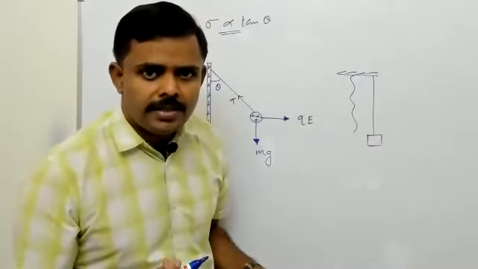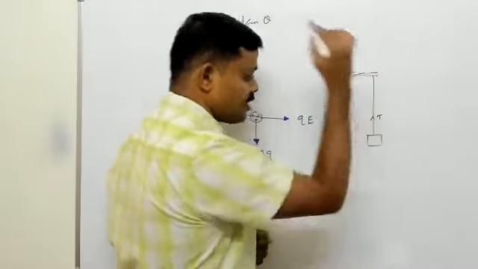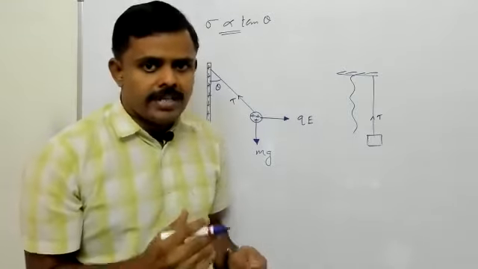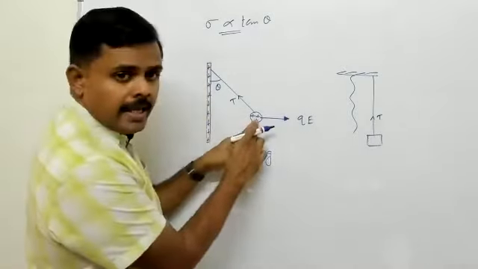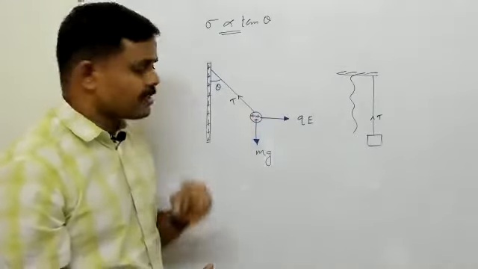How do you mark tension? From the body outwards along the string. How is tension marked? From the body outwards along the string. So I have marked the tension.